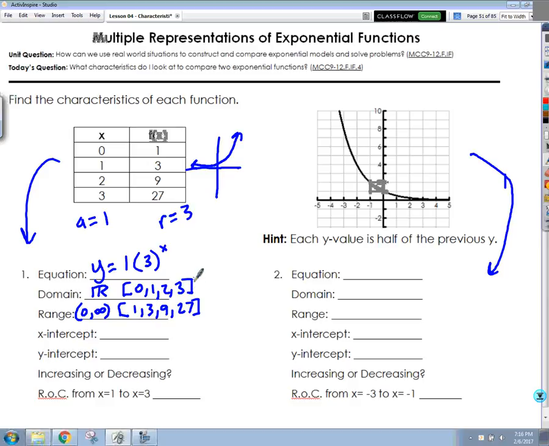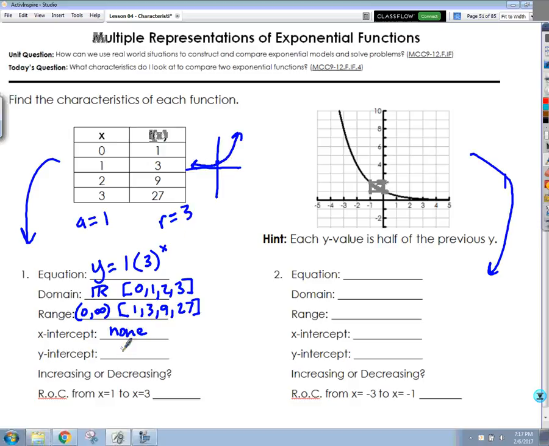Alright, moving on. X-intercepts. Well, the fact that I just said our range is approaching 0 but never touching, that means we don't have any x-intercepts. Y-intercepts, on the other hand, well, that's going to be 0 and 1, because if x was 0, our graph is going to be 1, so that's right here.